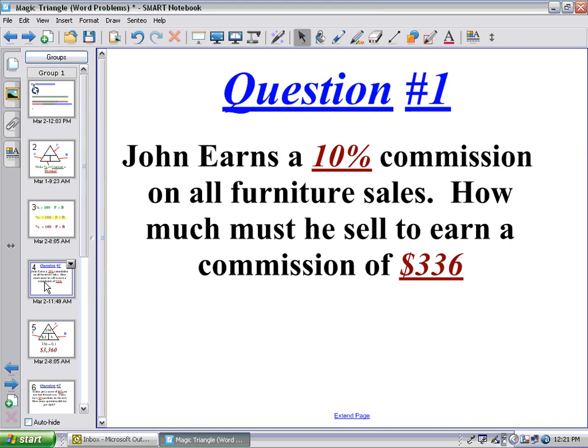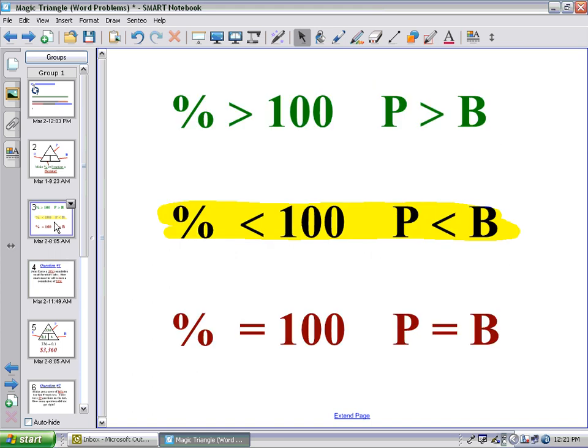I need to read the math question here, and I need to determine this. Is 336 going to be bigger than or less than my answer? Now, we're not guessing what our answer is. We're guessing, is my value going to be bigger than 336 or less than 336? Because it matters. If my percent is less than 100, which it is, then the P value is going to go on top of the triangle and the B value is on the bottom, and I know the P value has to be less than the B value. That's why it's so very important.